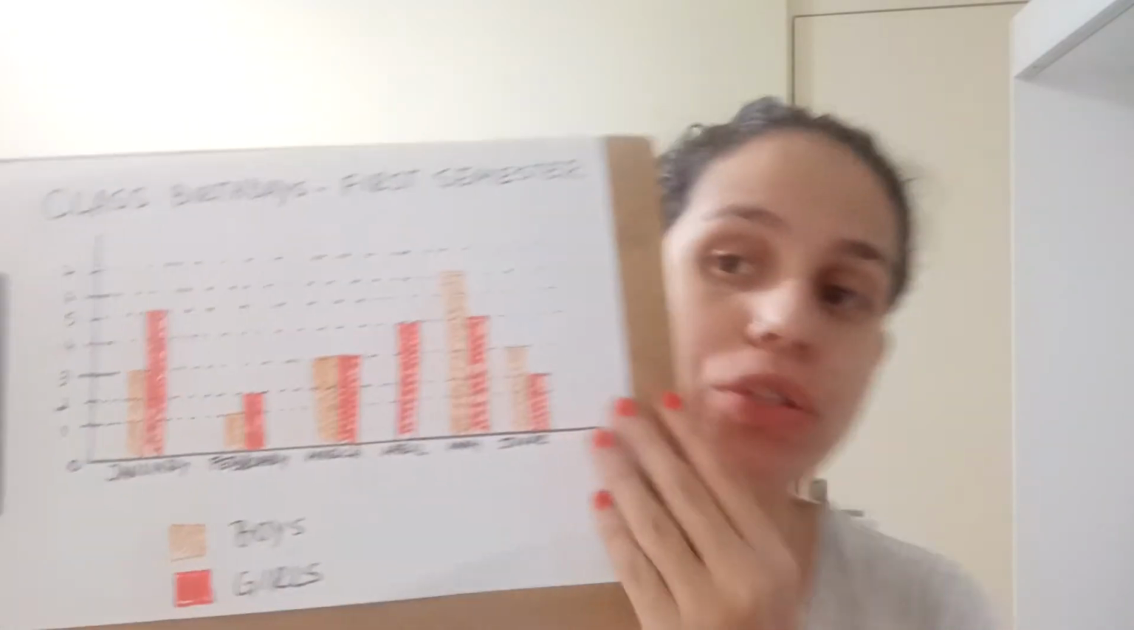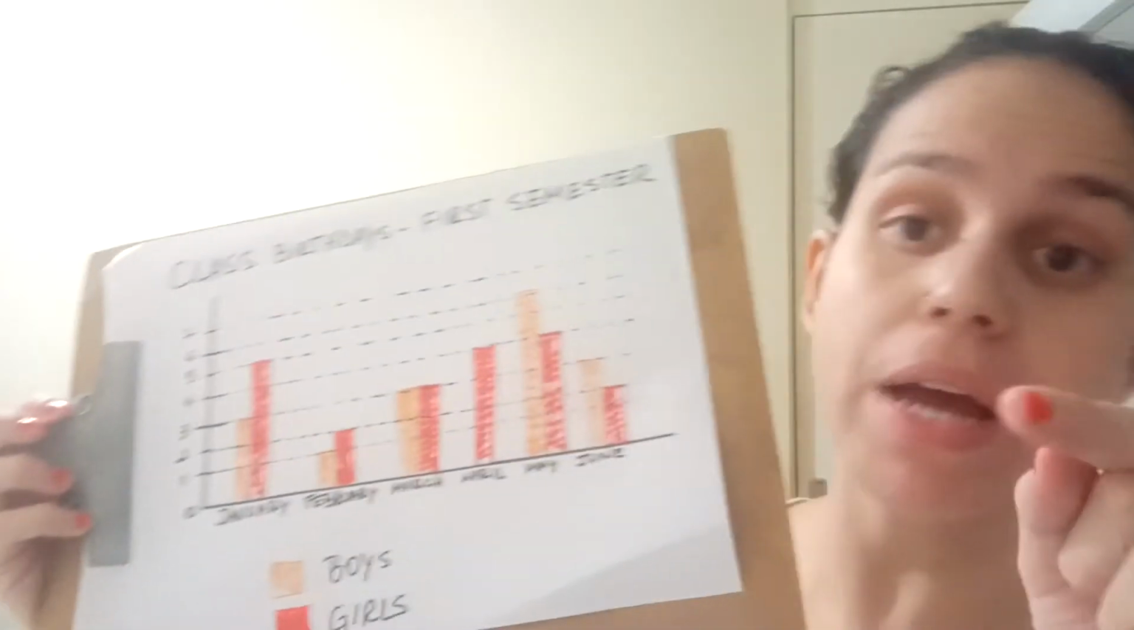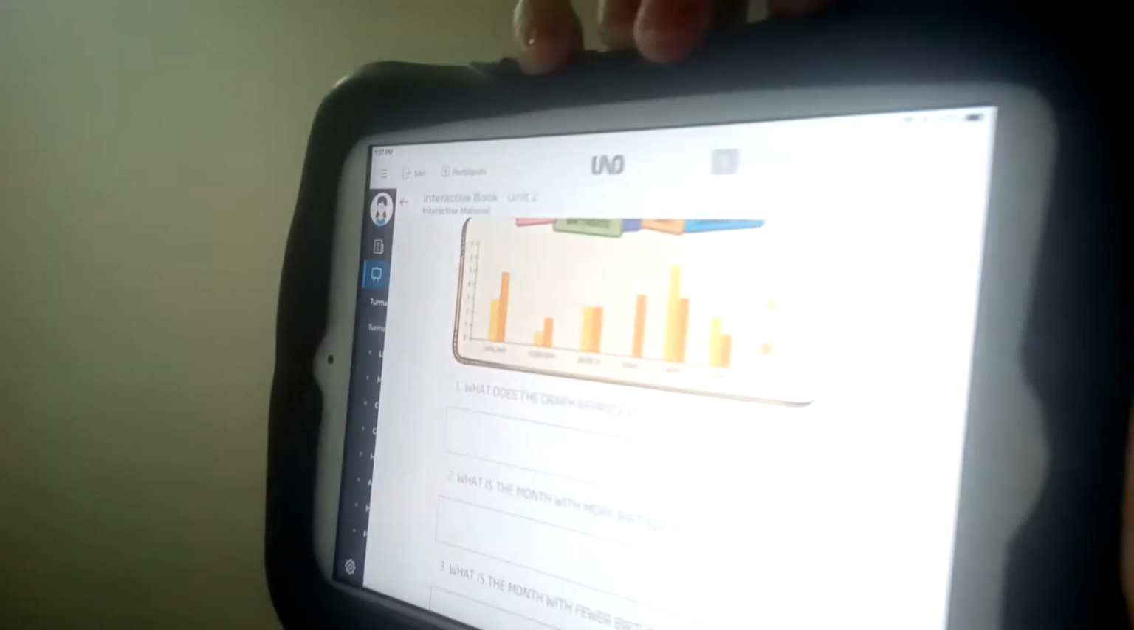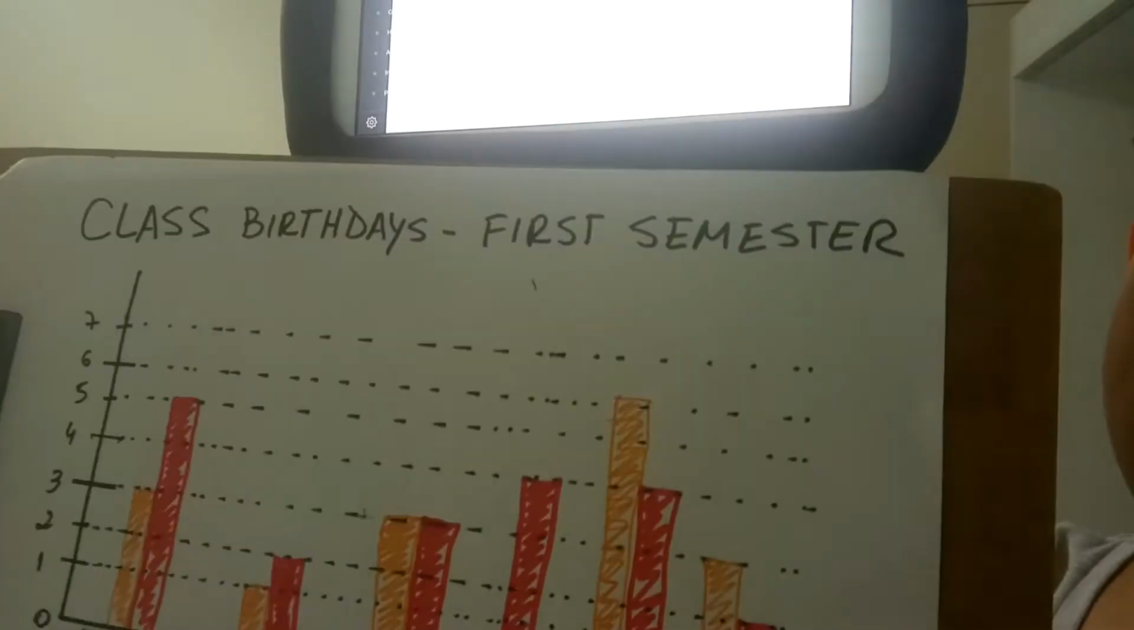So today we are going to finish unit 2, okay? Open your books on page 40 to see the graph. Look, I made the graph for you, the same as in the book, okay? Look. It's the same, but I will work here.